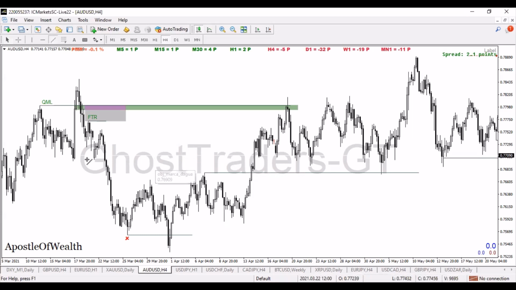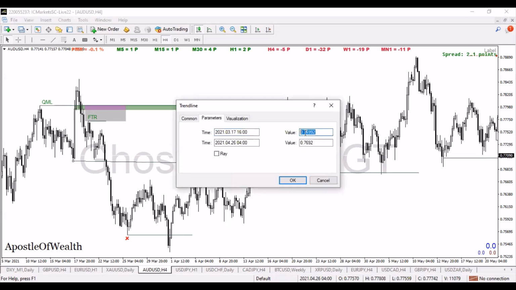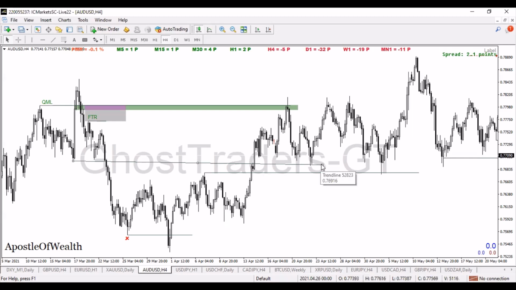I know a lot of people, when it comes to QML, when they do their take profit, they're gonna use this as a take profit. They say the lower leg is gonna be their first take profit, and then they say this lower low is gonna be their second take profit. Of which it's not the case, and I wouldn't recommend you to do something like that.